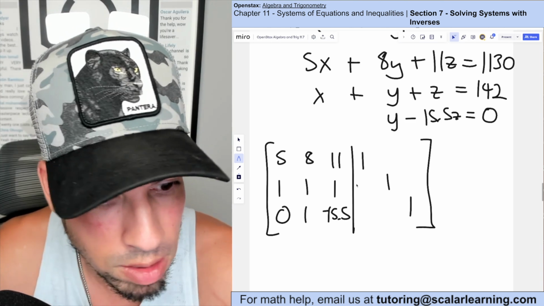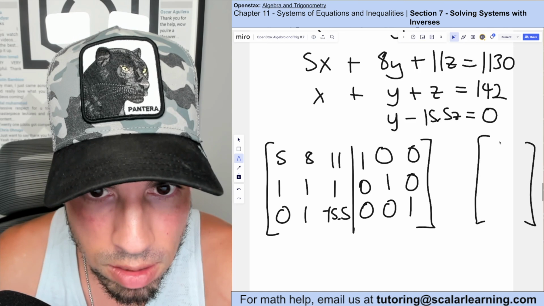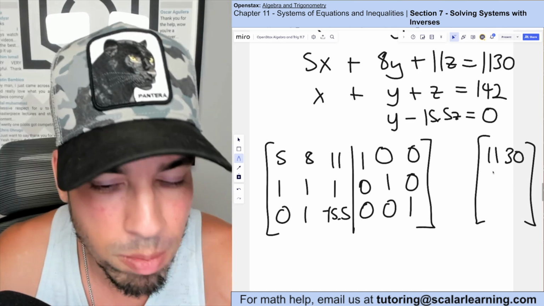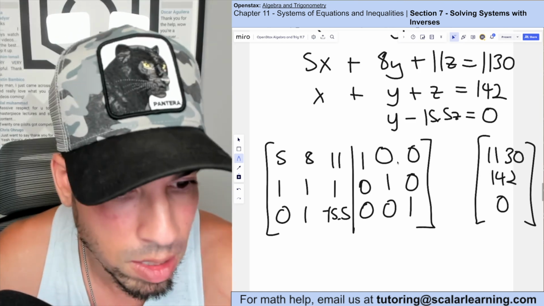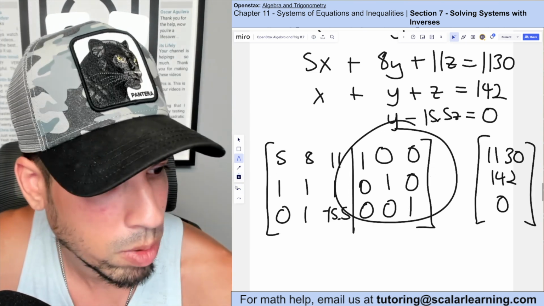Here I'm going to have my nice identity matrix. And over here, I'm going to have this with these constants, just to remember that at the end, whatever my inverse is, I'm going to multiply it by this. And to get the inverse, I'm going to make this look like this, and then the inverse will be here.